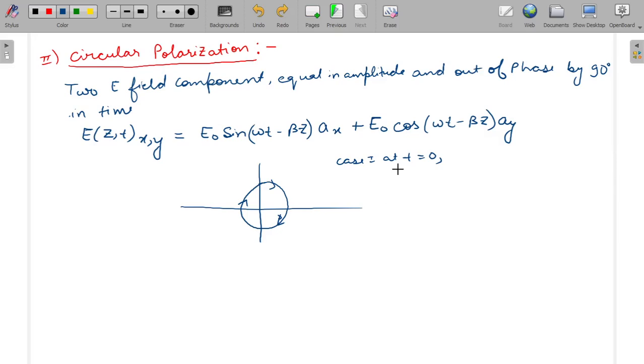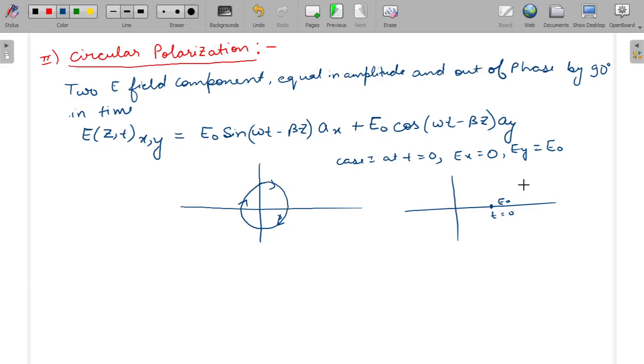When t is equal to 0, our Ex will be 0 because sine 0 is 0. This is the case of t equal to 0. And our Ey is cos 0, which is 1, so that will be E naught. So it will start from E naught.